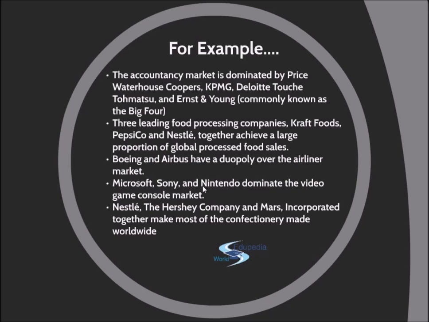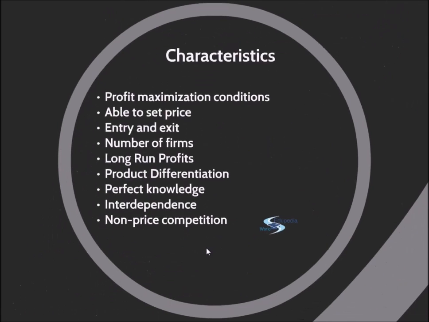Then Microsoft, Sony and Nintendo dominate the video game console market. Similarly, Nestle, Hershey Company and Mars Incorporated together make most of the confectionery made worldwide. So these are some worldwide examples of oligopoly market. Now let's understand oligopoly more clearly with the help of the characteristics of oligopoly type of market.